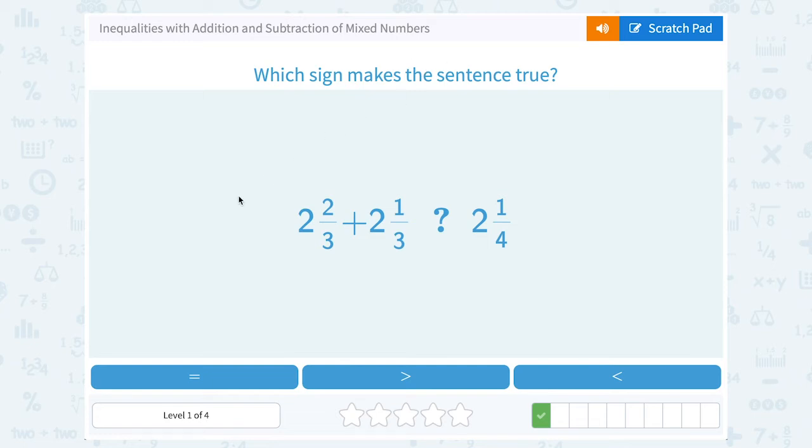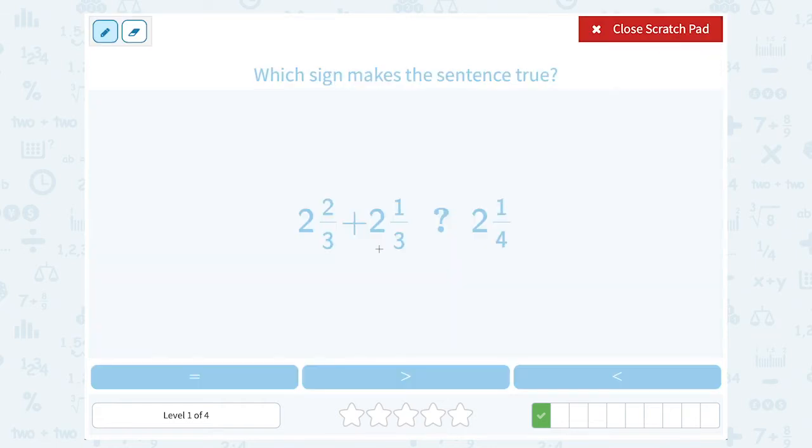Which sign makes the sentence true? 2 2/3 plus 2 1/3. And is that going to be equal to, greater than, or less than 2 1/4? Well, again, if you look at just the whole number parts, 2 plus 2 already gives me 4. And 2/3 plus 1/3 would give me 3/3, which is another 1. So this would give me 5. That's bigger than 2 1/4.